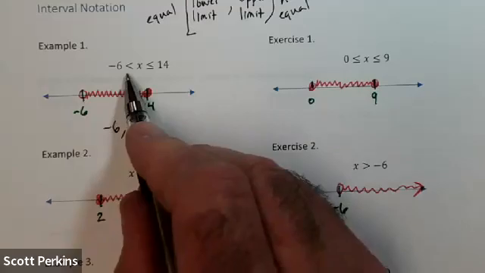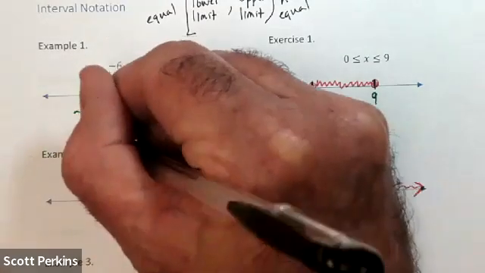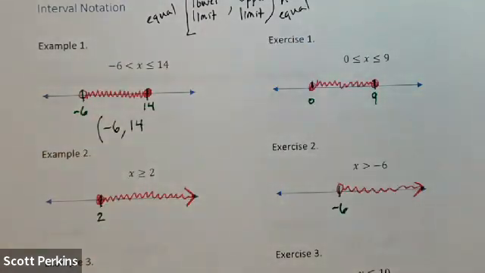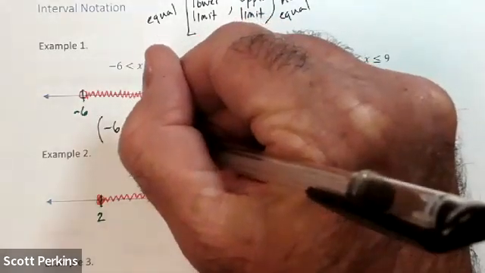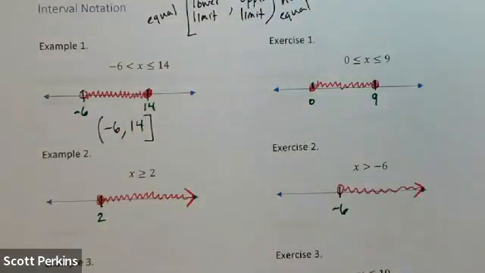Yeah, it's an open dot. There's no equality on that end, so I put a parenthesis right there. What am I going to put at the 14 end of this? A bracket. Why a bracket? There is an equal. You filled in the circle. Yep, they mean the same thing. So there is my interval that represents all the numbers from -6 to 14, including 14.